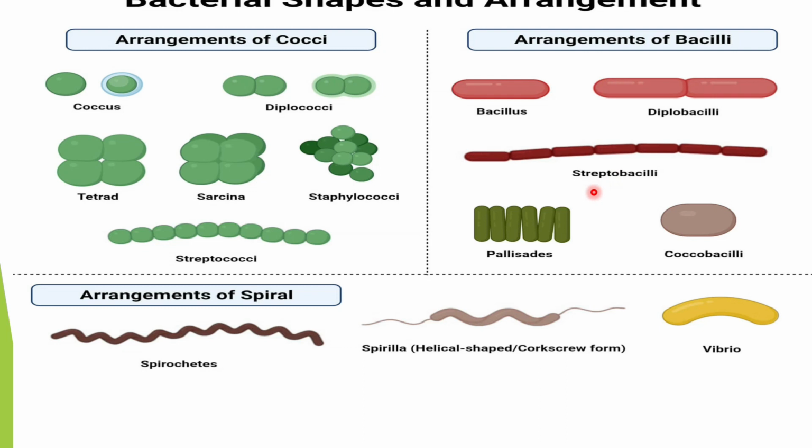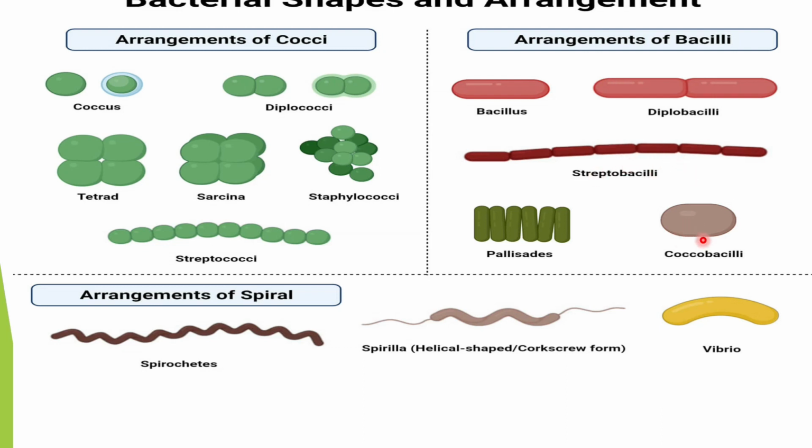Coming to streptobacilli, same as in streptococci, here the bacilli are arranged in a chain-like pattern. That is, due to cell division in one plane, bacilli are arranged in a chain. Examples are Streptobacillus moniliformis and Streptobacillus felis.